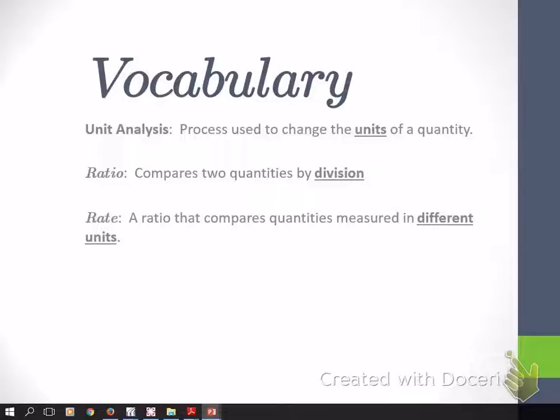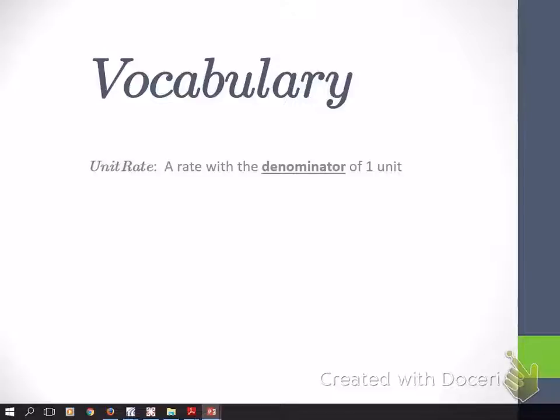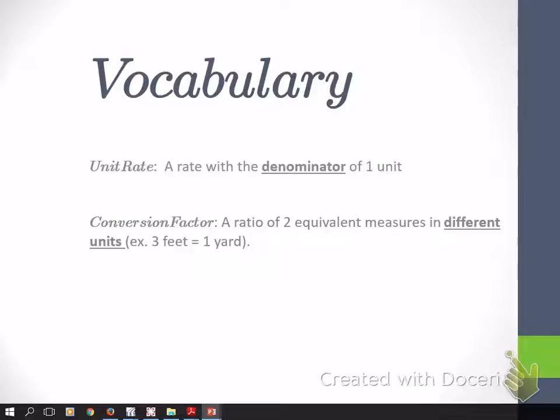convert our units over. A rate is a ratio that compares quantities measured in different units. Miles per hour is a rate. We're comparing miles and hours, so they're in different units for the two quantities. Okay. A unit rate is when we do that so that the denominator has 1 unit. Miles per hour is an example of a unit rate. If you're going 65 miles per hour, then you're going to travel 65 miles in 1 hour. So our denominator is 1.